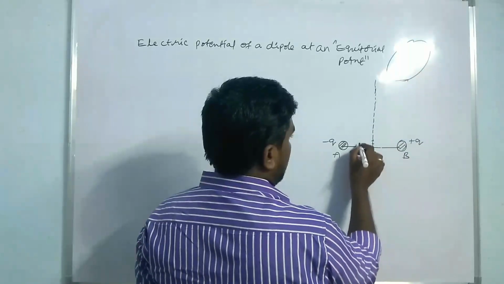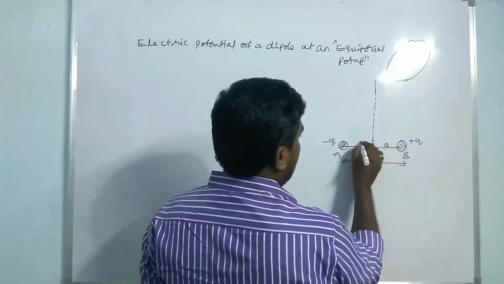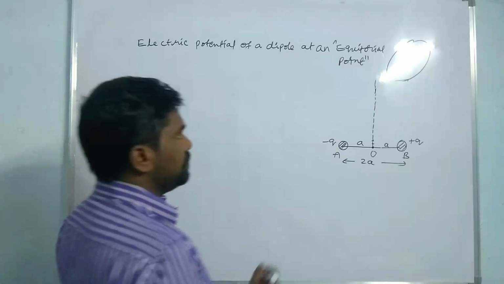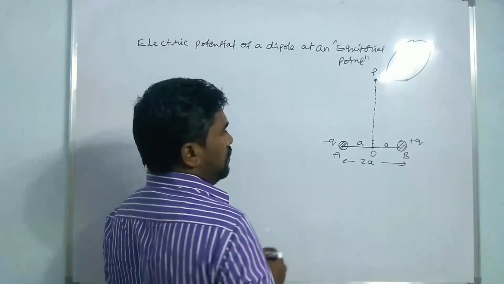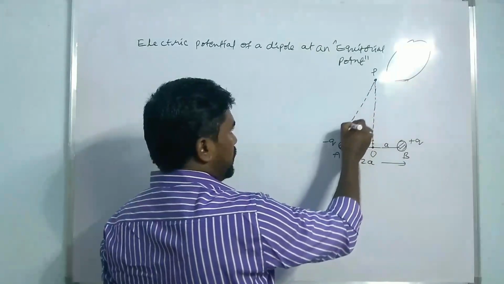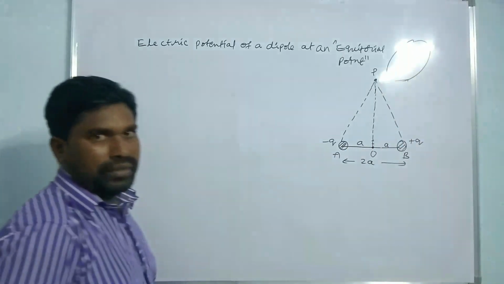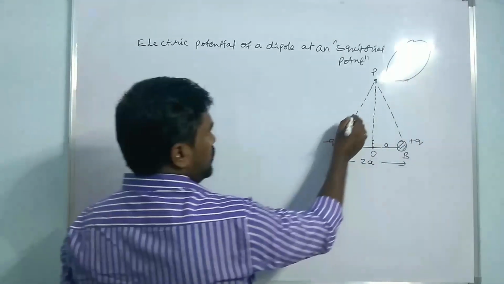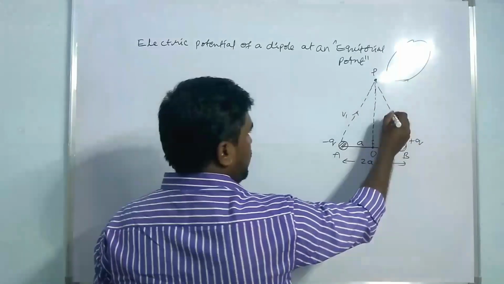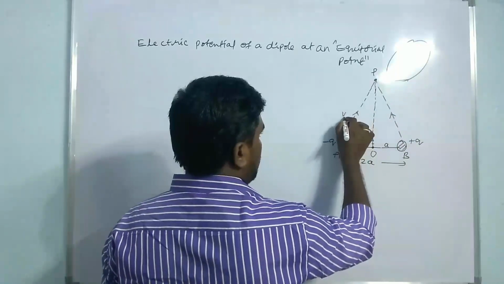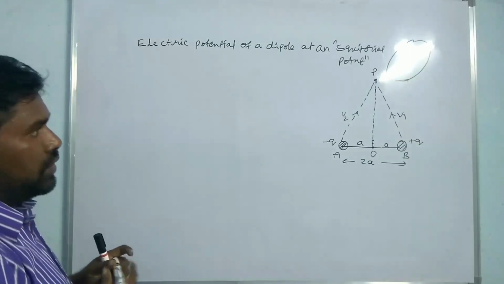Equatorial, this is the center point. The distance here is 2a, and here this is a and this is a. Now let us assume a point P. Here there is a potential acting by the negative charge and a potential acting by the positive charge. For example, it is V2 and V1, and the net potential is V net.